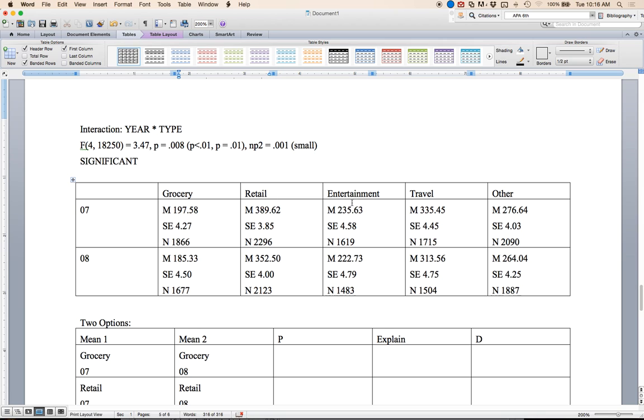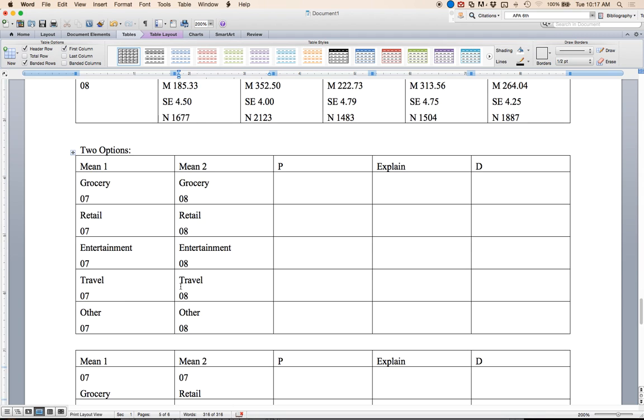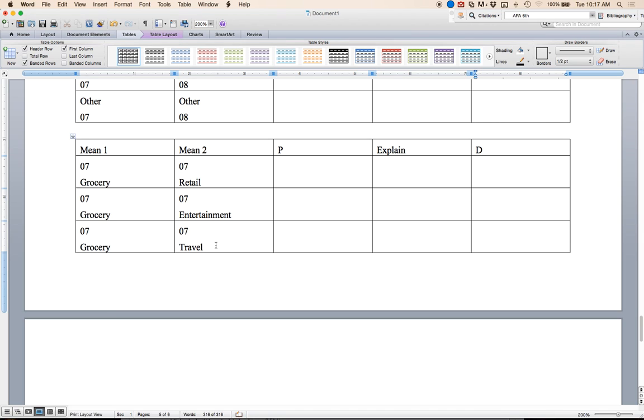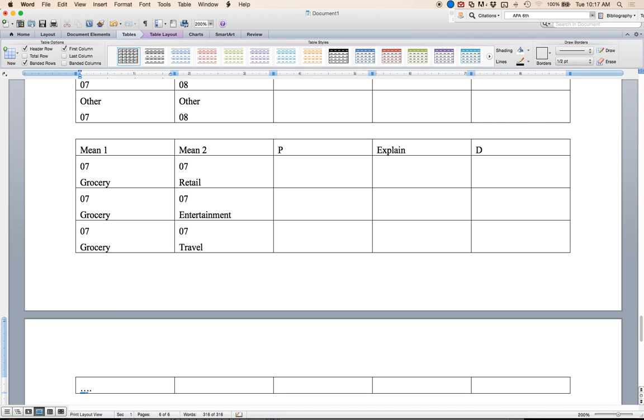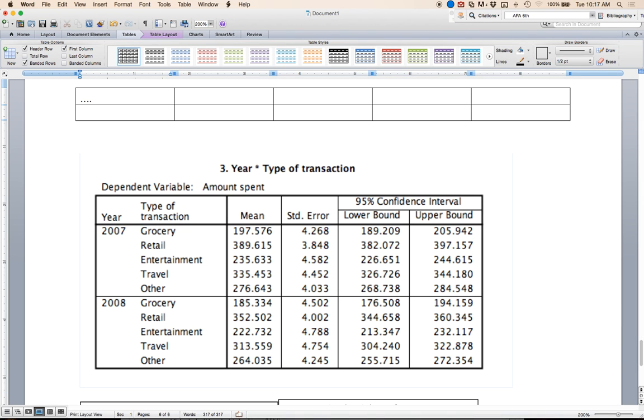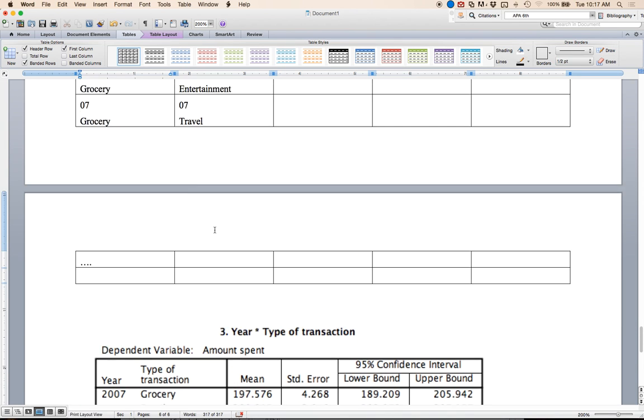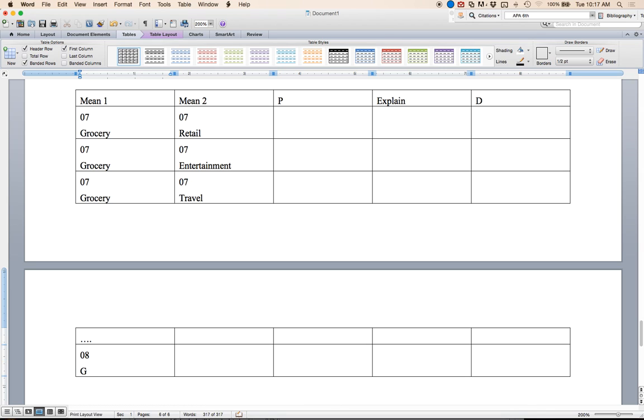Grocery for retail, entertainment, travel, and other is 4. Retail to entertainment, travel, and other, plus 3 is 7. Entertainment to travel and other, plus 2 is 9. Travel and other is 10. Okay, so each row is going to be 10 analyses. So together, that's 20 different post hocs. Oh my god, that's so many, right? And so essentially this table would keep going, and then we do the exact same thing for 08. So we would do 08 grocery versus 08 retail.